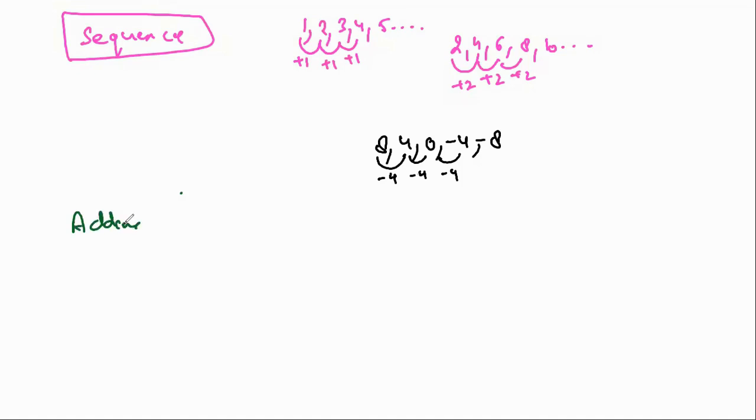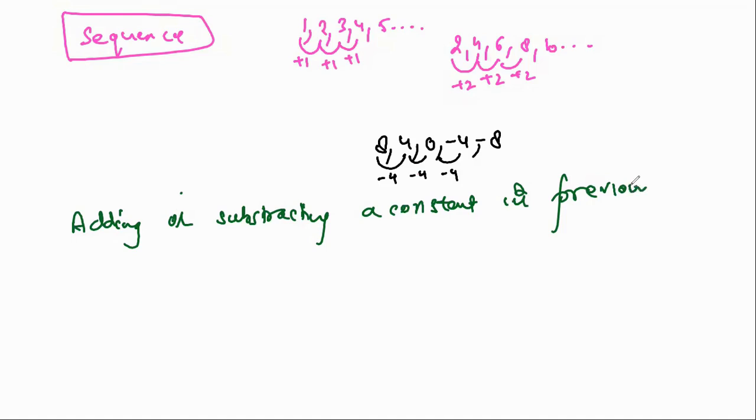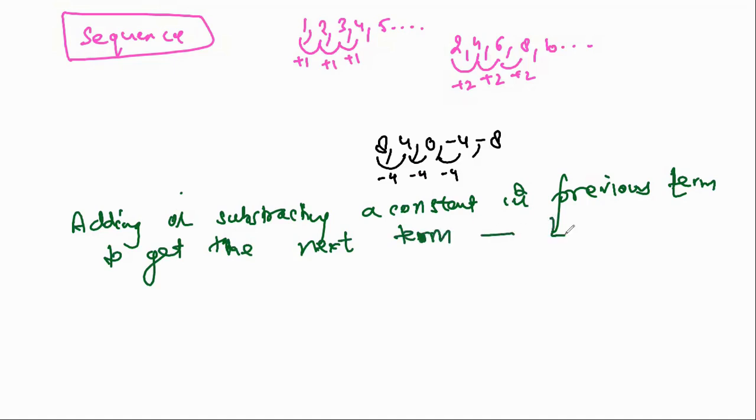So what is a linear sequence? Adding or subtracting a constant in the previous term to get the next term is called the linear sequence. The other name of the linear sequence is the arithmetic sequence. Please remember, in a linear sequence you are only either adding or subtracting a particular constant.